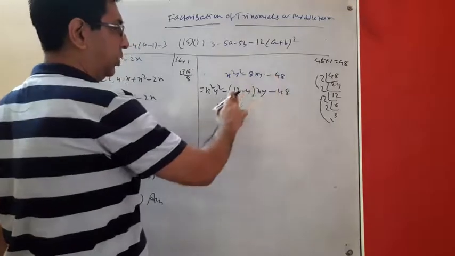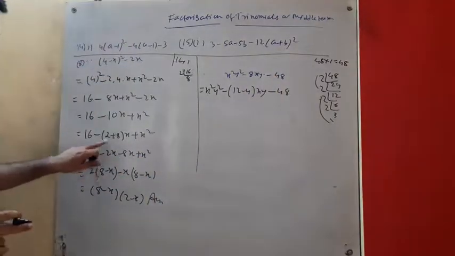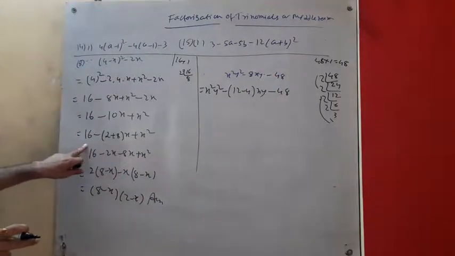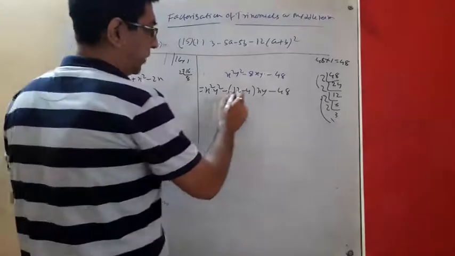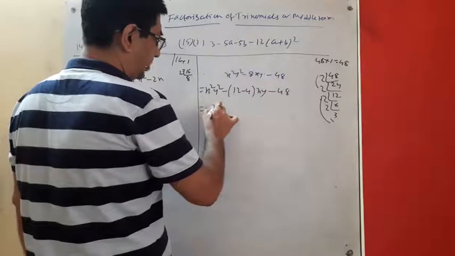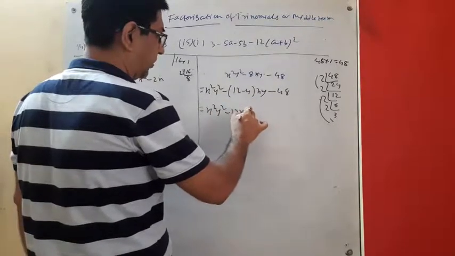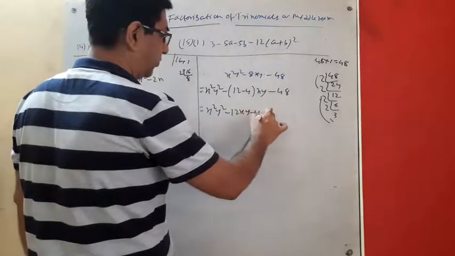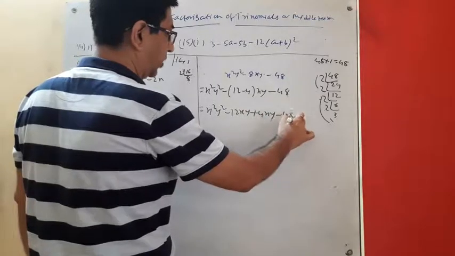12 times 4 is 48, it's coming. Look here also, 8 times 2 is 16. Right? Check it up. And 12 times 4 is 48. 12 minus 4 is 8. So x²y² − 12xy + 4xy − 48.